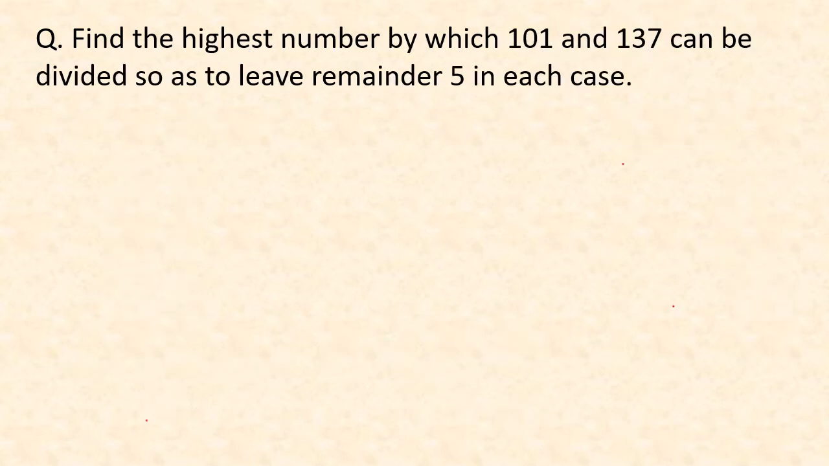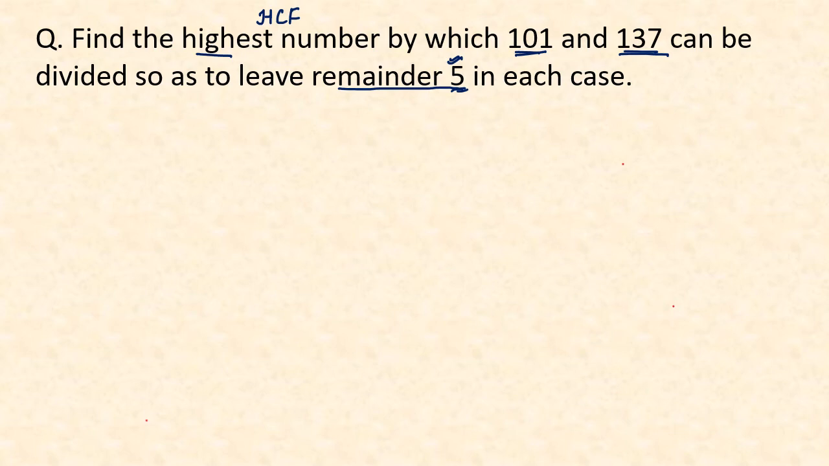Next question is, find the highest number by which 101 and 137 can be divided so as to leave remainder 5 in each case. Now, the highest number by which we can divide the given numbers is their HCF. But in this case, a remainder is there. The remainder is 5. After dividing 101 and 137 by this HCF, the remainder is coming, that is 5. But if any number is a factor of another number, then the remainder is 0 in that case. So, to find the HCF, we first have to subtract the remainder from both the numbers.